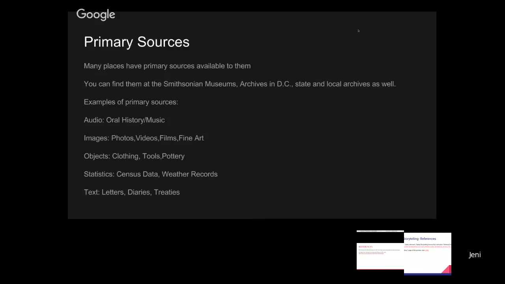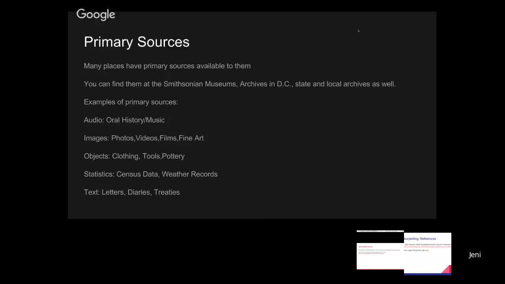Many places have primary sources available to them. You can find them at the Smithsonian Museum's archives in DC, and you can also visit a state or local archive as well. And you can show students how to find primary sources because they're all documented, and you can go in and show them how to use the library and archives to their advantage.